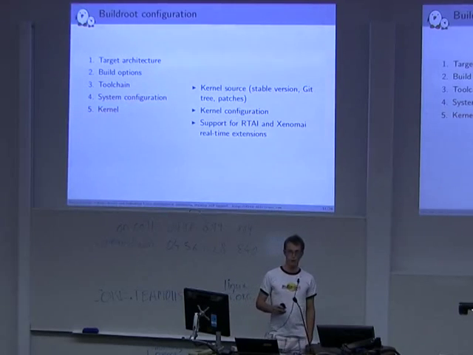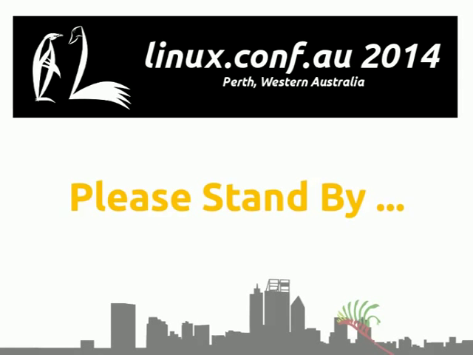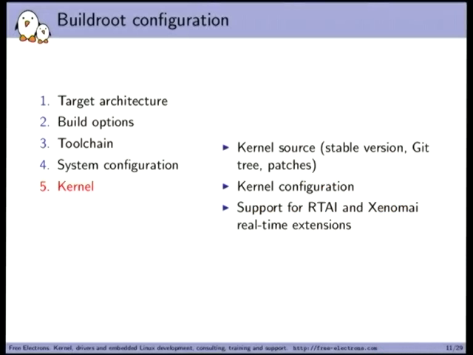Then you can define which kernel should be built, like which version, whether it comes from a Git repository or whether there are patches, which configuration should be applied, so it can be given as a file or as a defconfig. And we have support for the two probably most popular real-time extensions, RTAI and Xenomai, so they can be integrated easily in Buildroot as well.